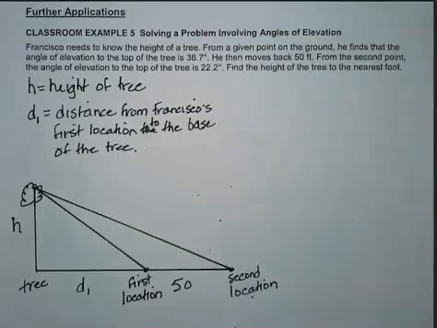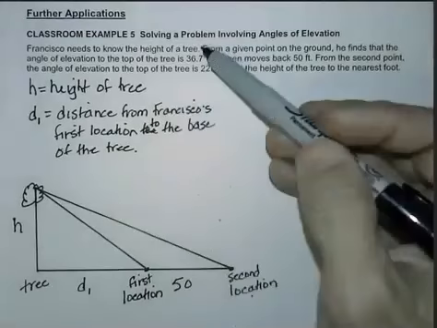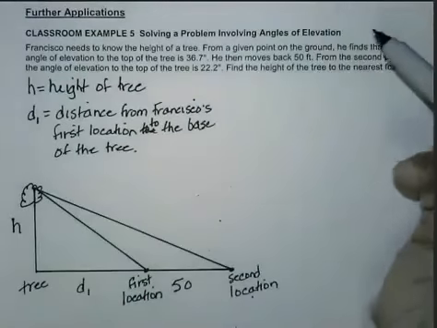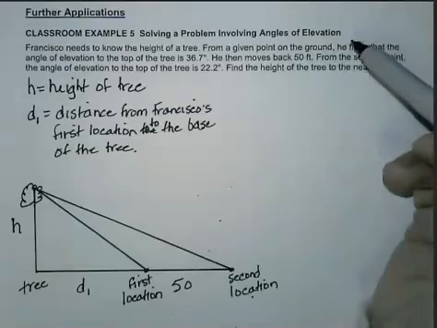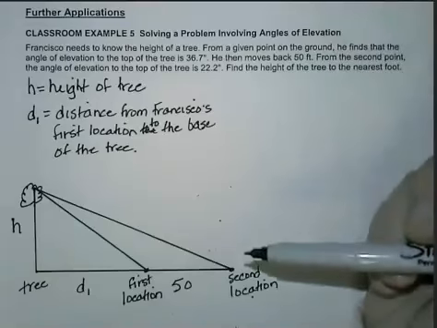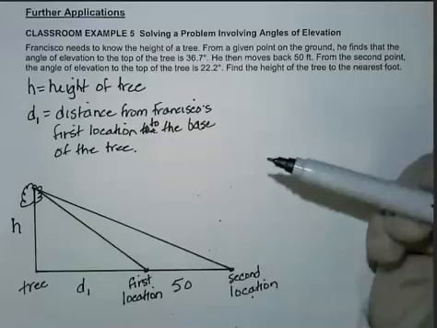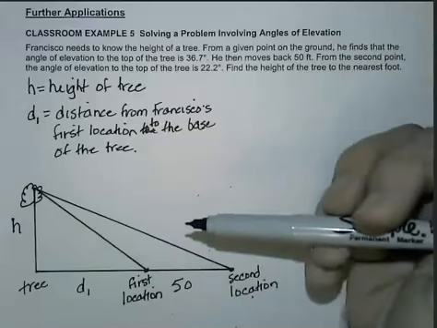One last problem. This is kind of a tough one, so we have to set it up really carefully. Francisco's trying to find the height of a tree. He stands at one point on the ground, and he finds out that the angle of elevation to the top of the tree from there is 36.7 degrees.